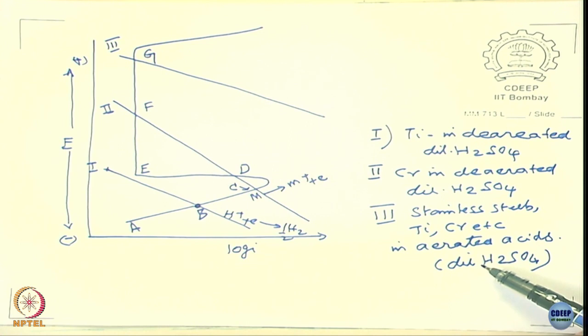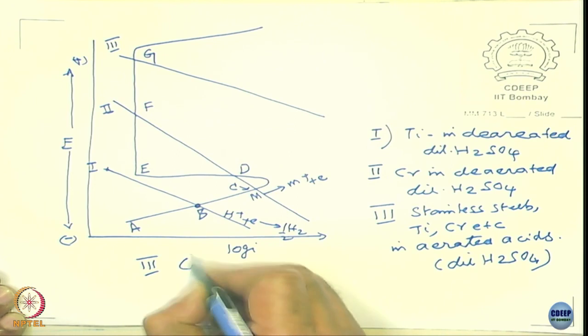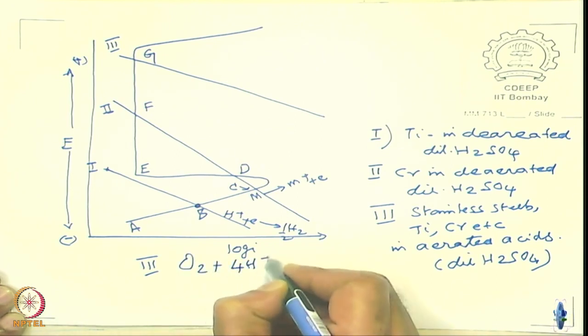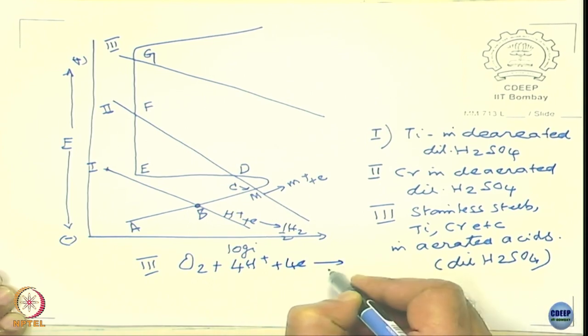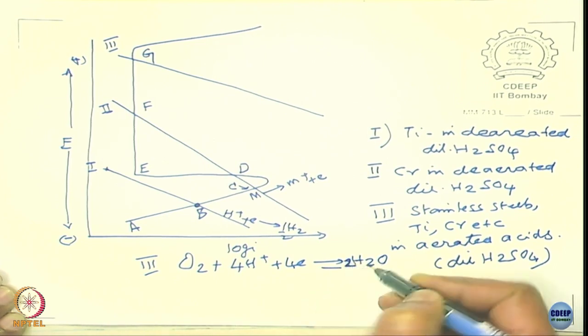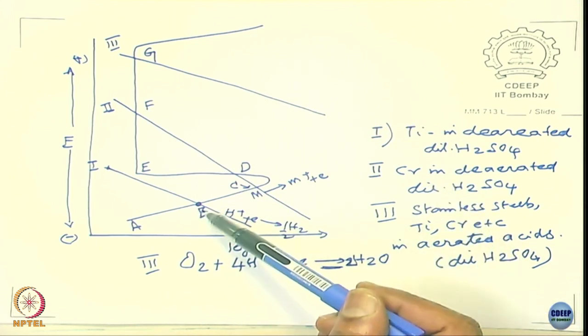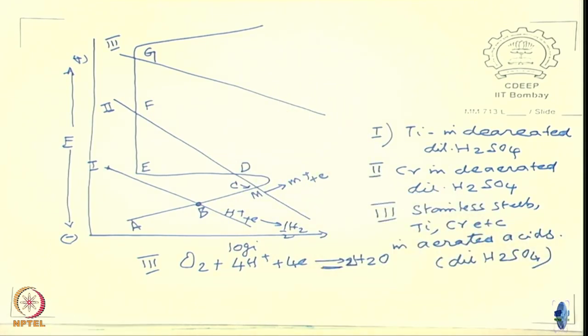Why, what happens in the aerated condition? Can anybody tell me? Oxygen is in there, right? You have one more reaction. What is the reaction here? The third corresponds to oxygen, 4H plus, 4 electrons gives you water. This is the equilibrium that you have. So, the cathodic reaction has much higher kinetics. You see now how the same material, like titanium and chromium, can behave differently depending upon the kind of environment that you deal with.